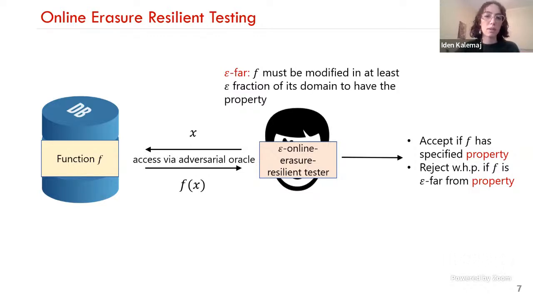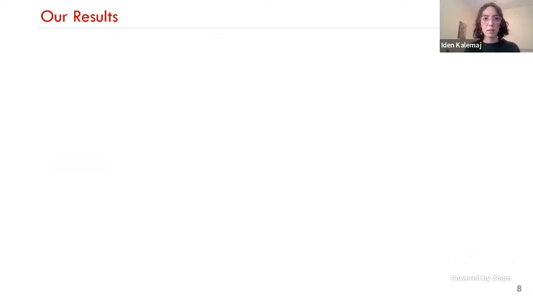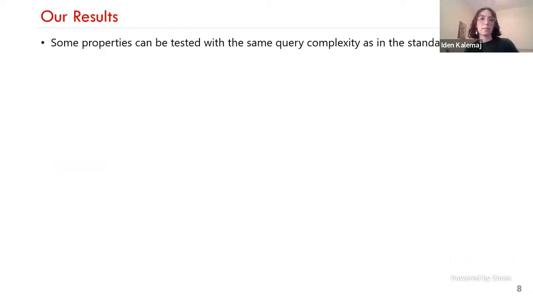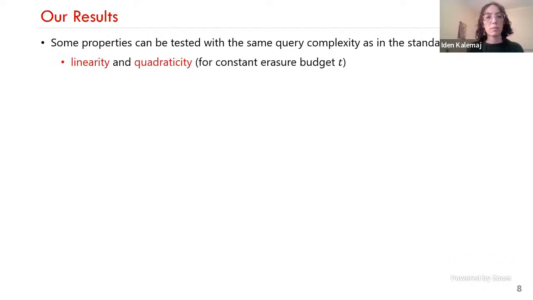Then the goal of an epsilon online erasure resilient tester is the same as that of a standard tester. It's supposed to accept if the function has the property and reject with high probability if the function is epsilon far from the property. We show the following results. Some properties of functions can be tested in our model with the same query complexity as in the standard model. Namely, these properties are linearity and quadraticity. Here we're comparing query complexity for a constant erasure budget T.